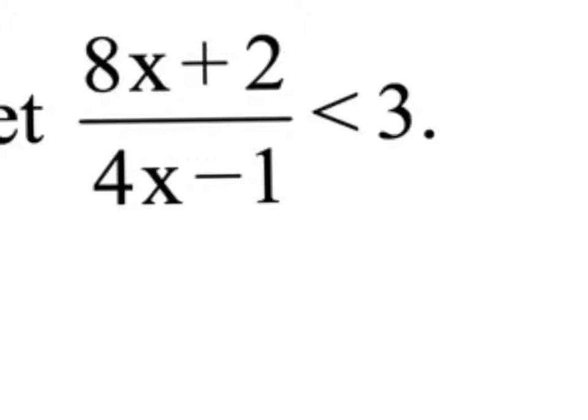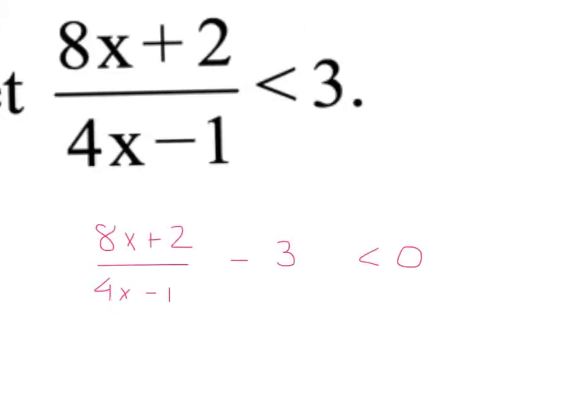Therefore, what I'm going to do is I'm going to bring it over and get a common denominator. Okay, so I brought my 3 over. Subtracted 3 from both sides. Now I need a common denominator. The common denominator is this 4x minus 1. So I'm going to multiply negative 3 by 4x minus 1 over 4x minus 1.